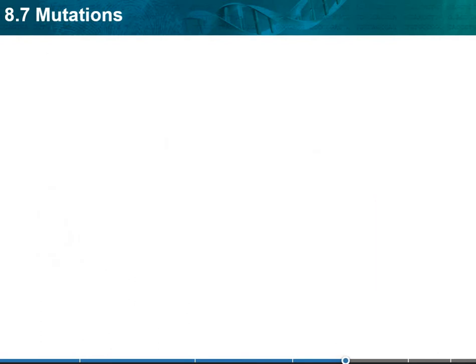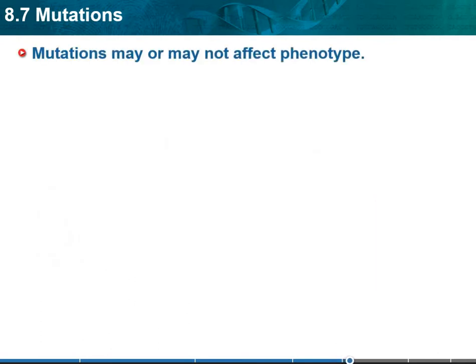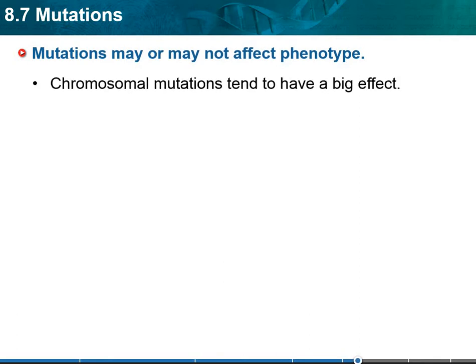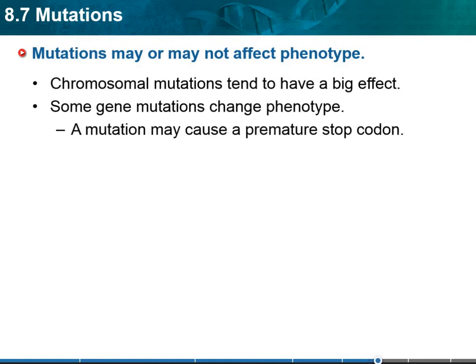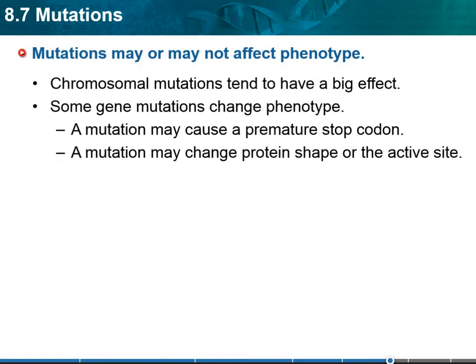So mutations may or may not affect the phenotype. Chromosomal mutations tend to have a big effect. Some gene mutations are going to end up changing the phenotype that you would see. A mutation may cause a premature stop codon. A mutation can change the protein shape or the active site. A mutation can change gene regulation. So it can do lots of different things.